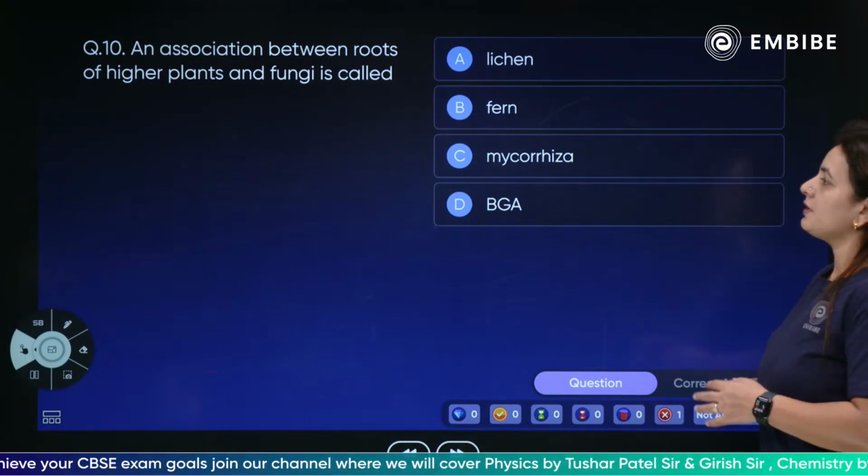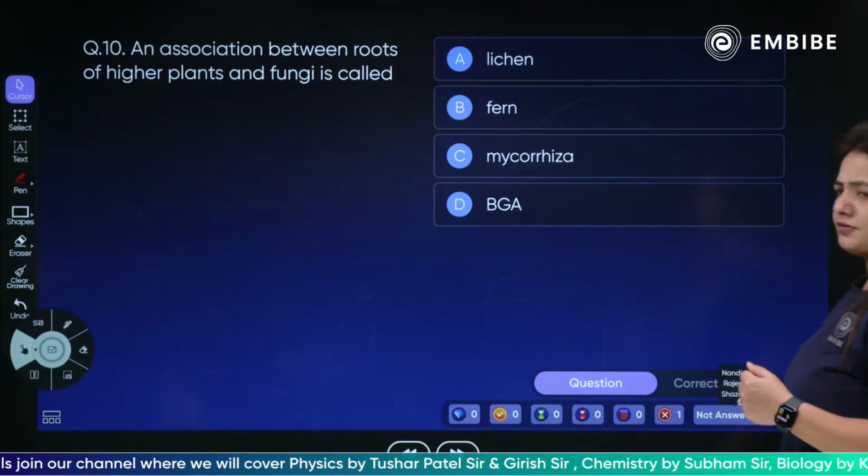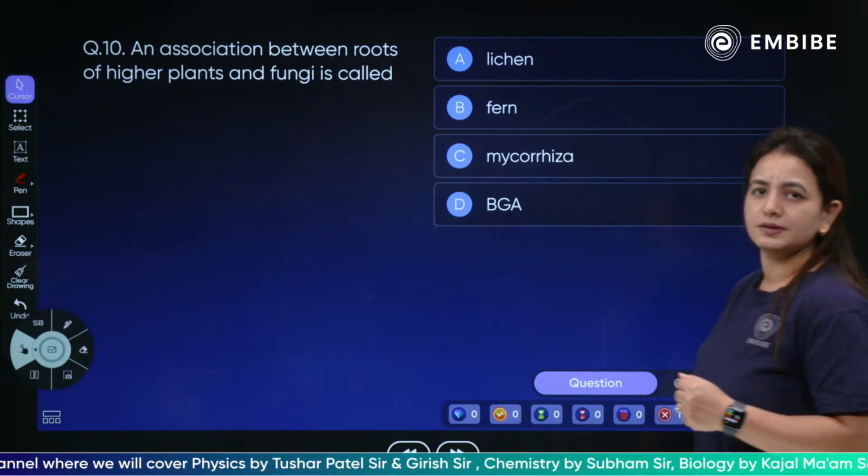Yes, association between roots of higher plants and the fungi, children. Come on, quickly answer. This is also very easy. This is also something we have discussed.